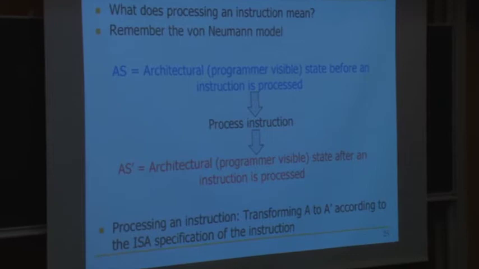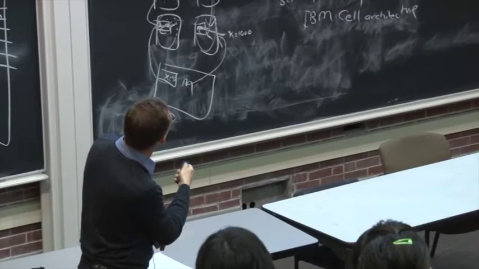According to the specification of the instruction in that manual, well, in this cheat sheet also, this cheat sheet also specifies how the instruction should operate. That's it, basically. So microarchitecture is all about how you do this process instruction step. Well, at least for a single instruction.